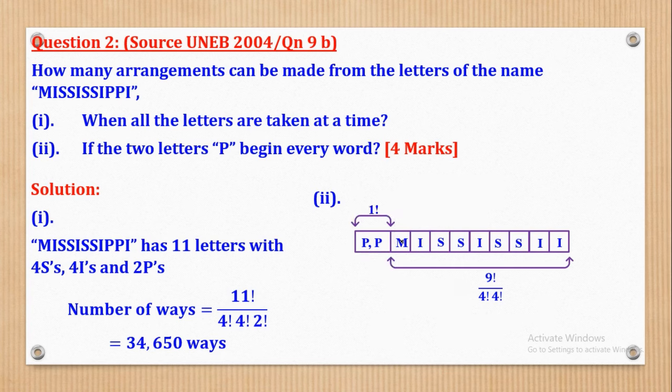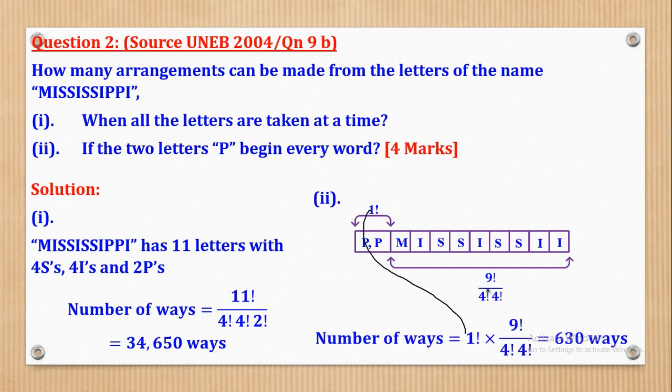Now, when you look at this, you will count 1, 2, 3, 4, 5, 6, 7, 8, 9. So 9 will be the numerator. What about the denominator? For the denominator, you look for identical items. When you look at I, there is 1, 2, 3, 4. That is why there is 4 factorial here. When you look at S, there is 1, 2, 3, 4. That is why there is 4 factorial there. Now, the total number of ways will be got by multiplying. You will say this 1 factorial times the whole of this to give you 630 ways.